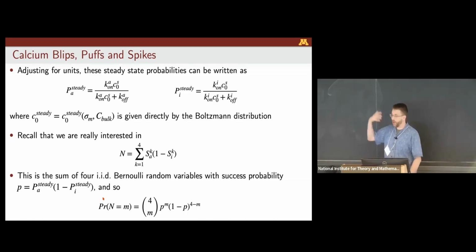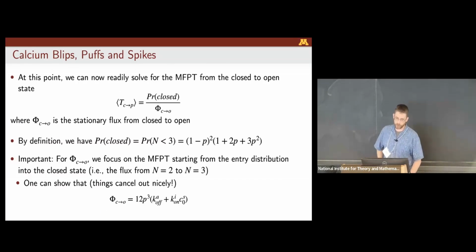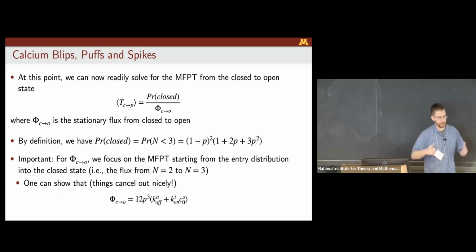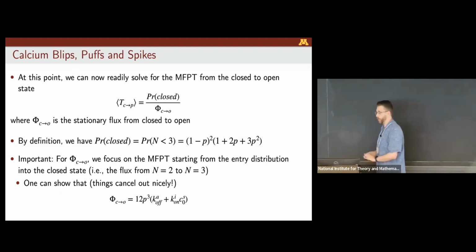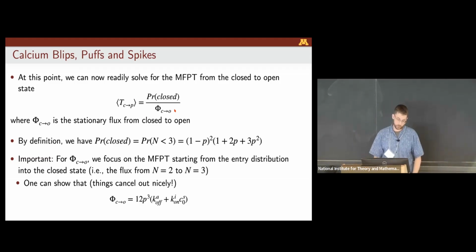And now once I'm here, I can get at exactly what I wanted at the start. I want to look at this mean first passage time from closed to open. I'm in the closed state. How long does it take for me to open? This is that time between blips. So with this, we can write this formula down. It's the probability that we're in the closed state divided by this stationary flux from closed to open.